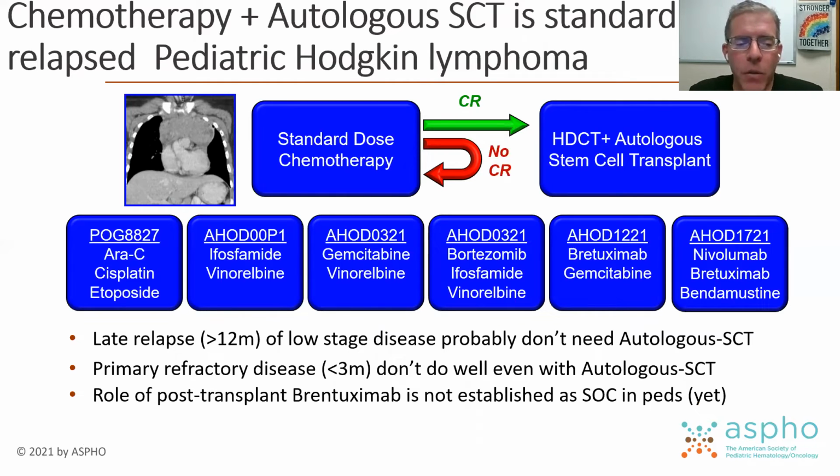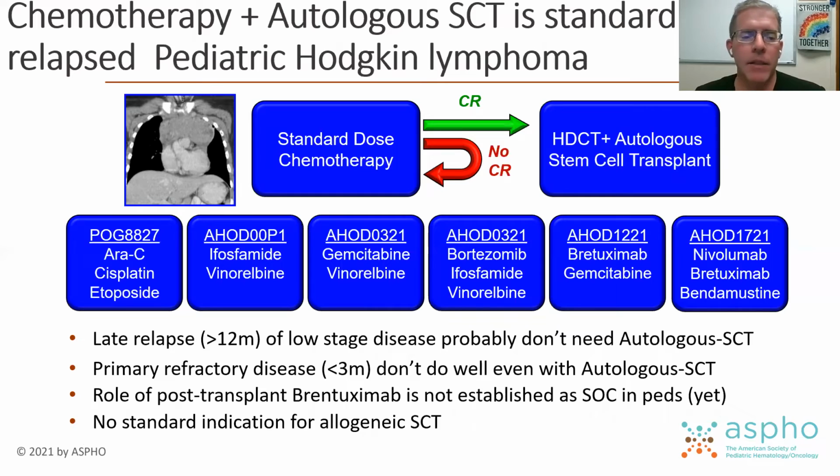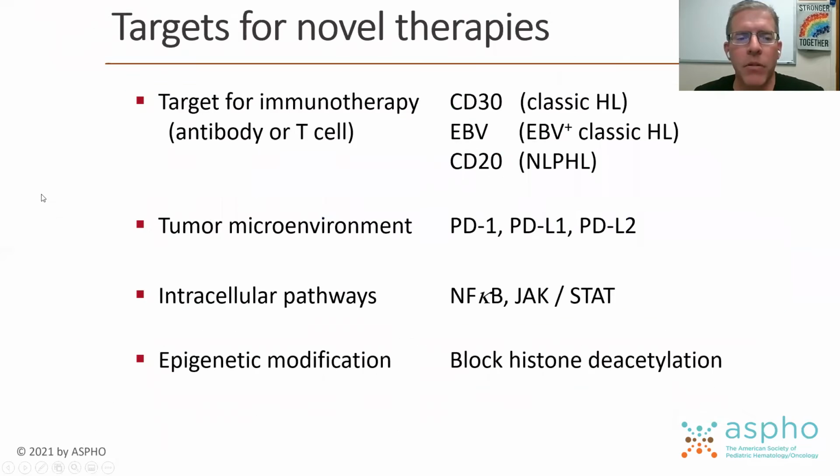And then the other question I frequently get is, what is the role of post-transplant brentuximab? It seems to be approaching the standard of care for adults with relapsed Hodgkin lymphoma. We are studying it in pediatrics, but we don't have established data yet. And then there's no standard indication for allogeneic stem cell transplant for Hodgkin lymphoma in pediatrics. There are a number of different potential targets for novel therapies. I think these would be fair questions for the examination.